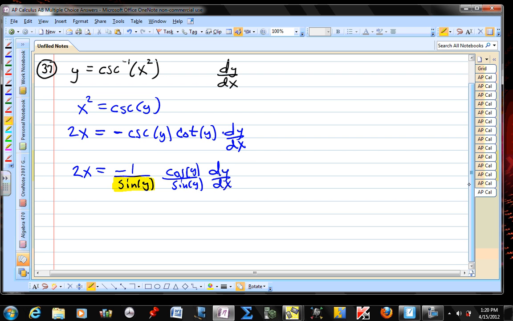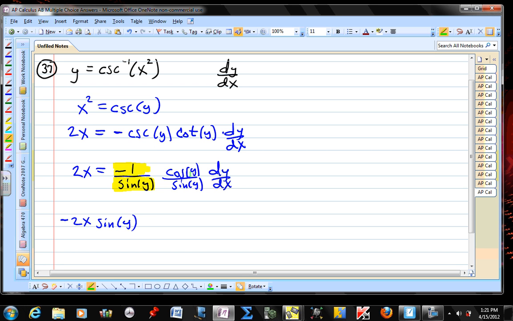Now, what we're going to do is multiply both sides by the sine of y to get rid of the denominator of this part of the fraction. So we'll have 2x times the sine of y. Now we're going to divide both sides by negative 1 to get rid of this part of the fraction. So that'll give us a negative 2x here.